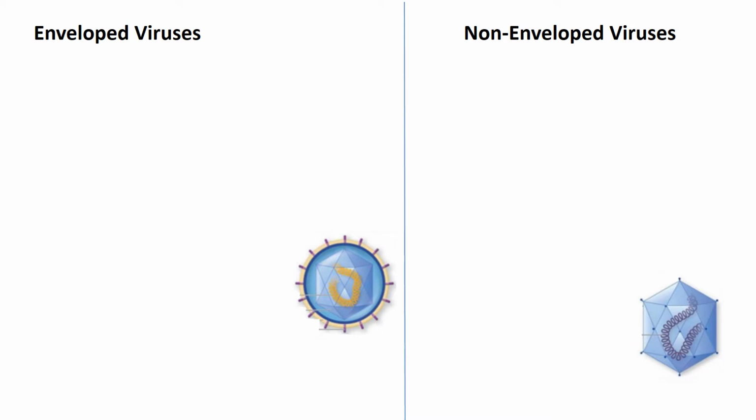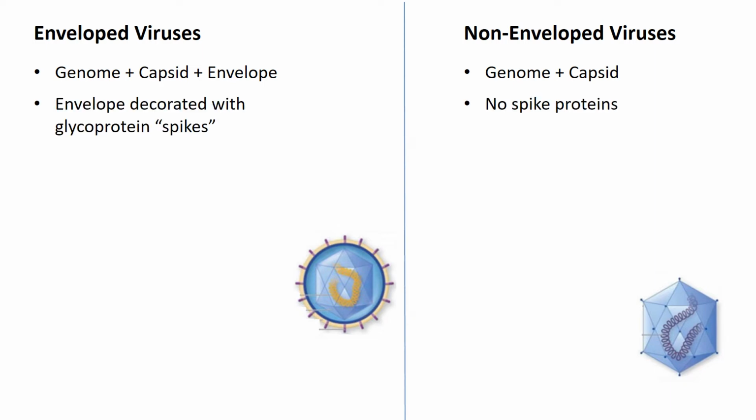Let's compare and contrast enveloped viruses versus non-enveloped viruses. Here in their cartoon renderings, you can see that they both have genetic material enclosed by a capsid, but on the enveloped virus side, the capsid is then also surrounded by this membrane envelope. So structurally, that's the difference. Enveloped viruses have an envelope, non-enveloped viruses don't. The envelope is decorated with glycoprotein spikes, which are not present in non-enveloped viruses because they lack the structure of the envelope that the spikes reside in.